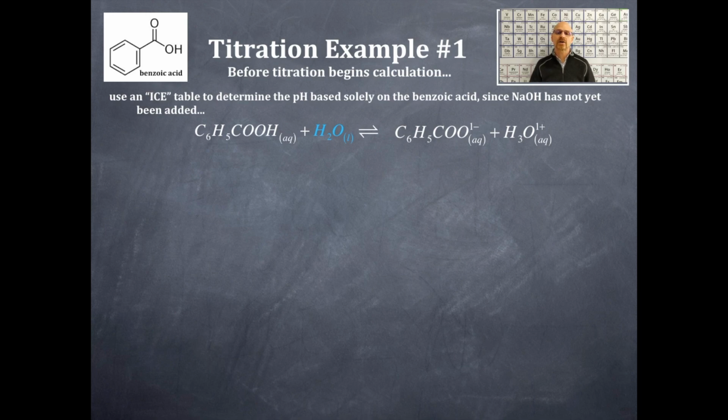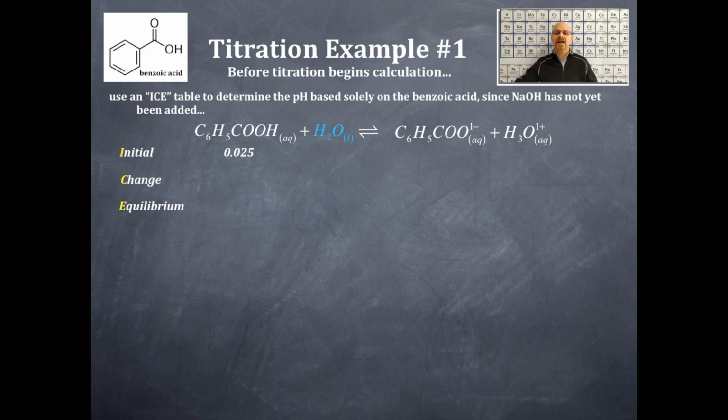Okay, this is our equation. We're going to do an ice table. That is initial, change, and equilibrium concentrations. So what is the initial concentration of the benzoic acid? That was 0.025 molar. Now I've highlighted the water in blue, not because water is blue, but just highlighted in blue. And it's highlighted as a liquid state of matter.